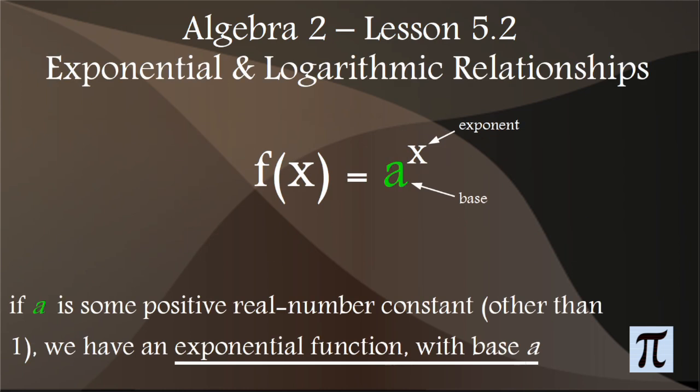Just to review, here is the generic form of an exponential function. So if a is some positive real number constant other than 1, because that would be boring, we have an exponential function with base a. f of x is equal to a to the x. a is the base and x would be the exponent.